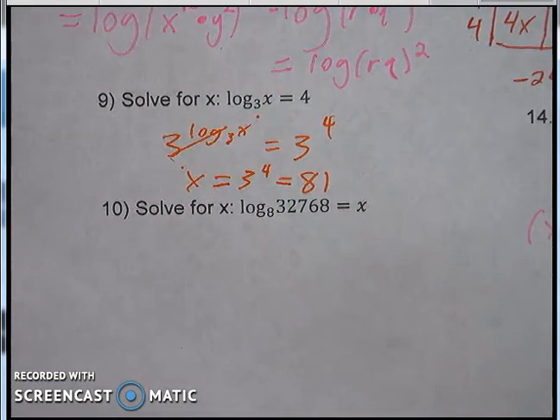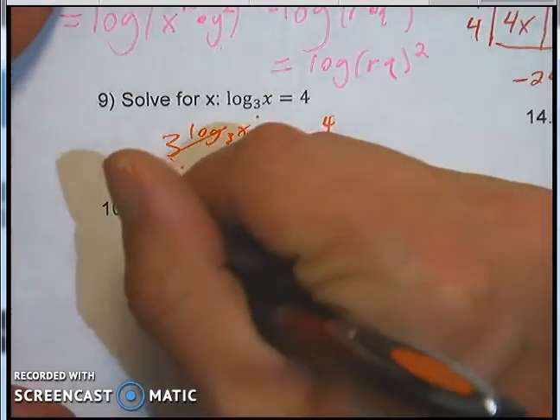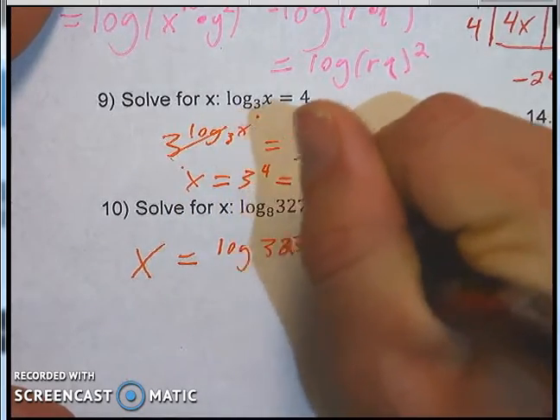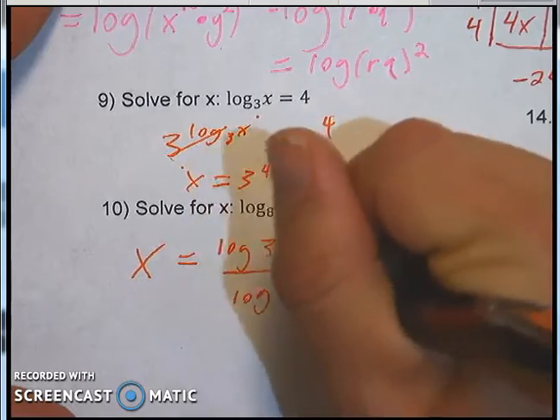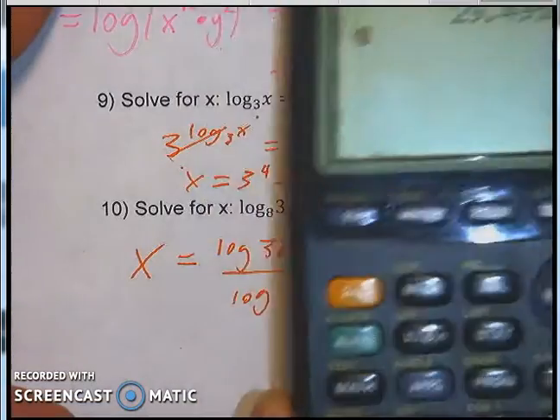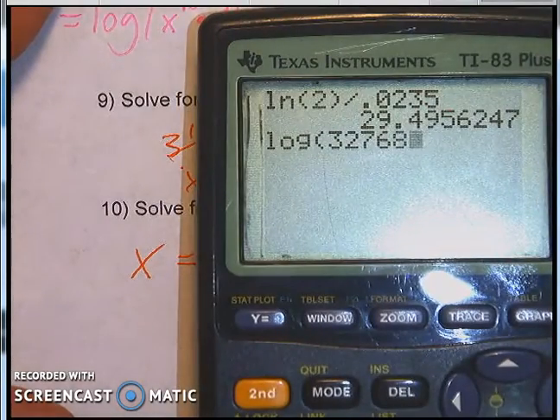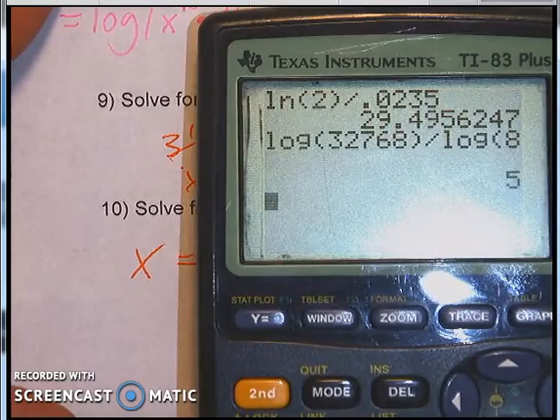And then number 10 is kind of the same problem, except we don't even have to solve anything. If you've got a fancy calculator with a log base 8 button, you just type it in. Log base 8 of 32,768. I don't have a fancy calculator, so I'm just going to use the change of base formula. I'm going to do log of 32,768 divided by the log of 8. And when I type that in the calculator, x equals 5.